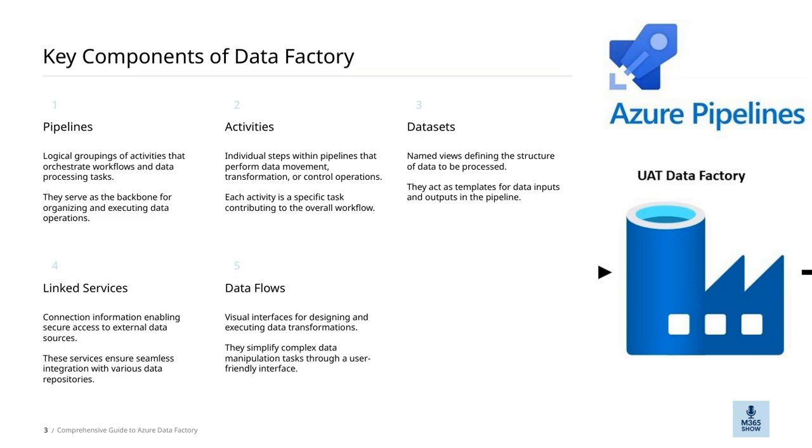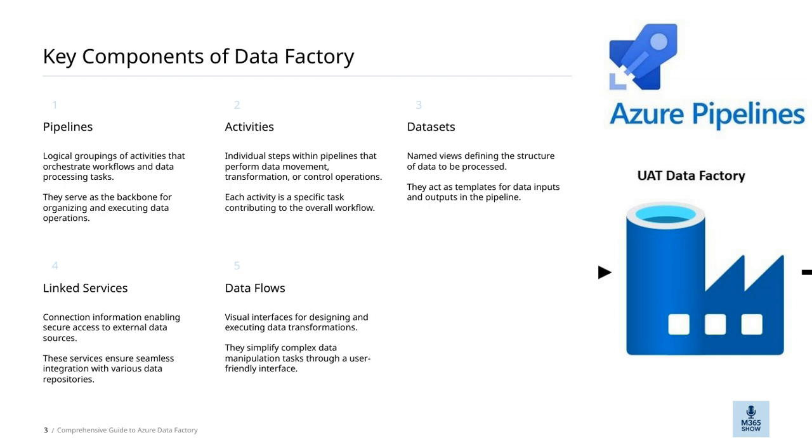First, we have data flows. These are visual interfaces that allow us to design and execute data transformations easily. They simplify complex data manipulation tasks, making it more accessible through a user-friendly interface. Next, we have linked services. Think of these as the connection information that enables secure access to external data sources. They ensure seamless integration with various data repositories, which is essential for a smooth data pipeline.